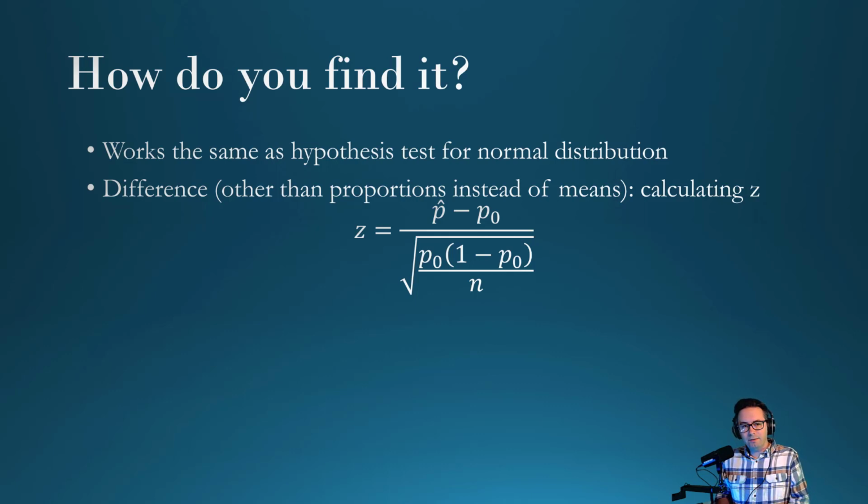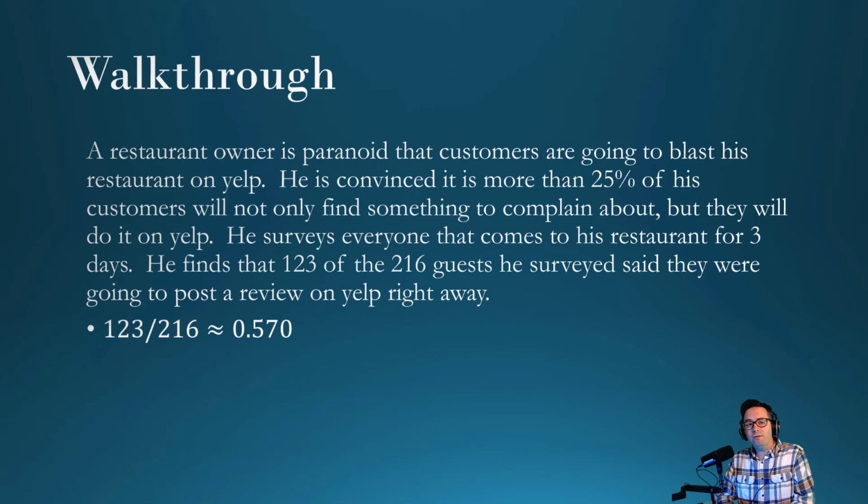Here, let me give you an example. A restaurant owner is paranoid that customers are going to blast his restaurant on Yelp. He is convinced that more than 25% of his customers will not only find something to complain about, but they will do it on Yelp. He surveys everyone that comes to his restaurant for 3 days. He finds that 123 of the 216 guests he surveyed said that they were going to post a review on Yelp right away. So the proportion that he observed is about 57% because 123 divided by 216 is about 0.57.